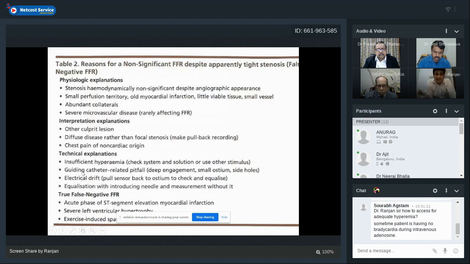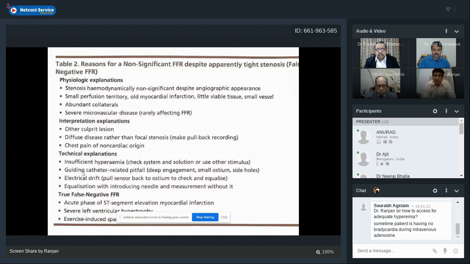There are technical reasons for that, which include the drift, wrong equalization or equalization with the needle, and insufficient hyperemia, especially when you are using intracoronary administration, or a guiding catheter which has multiple holes and is deeply engaged.